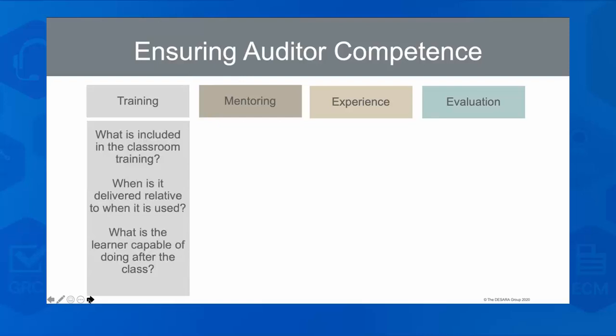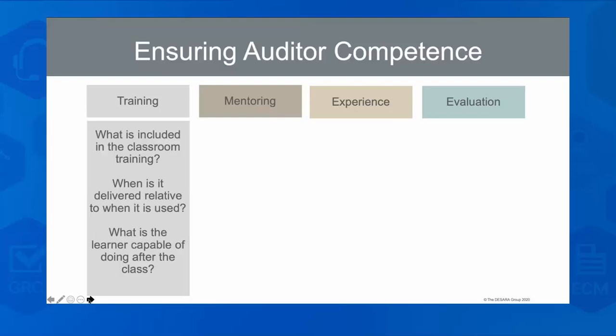For training, you should be looking at the training class. Is it extensive enough? And is it delivered right before the person has a chance to use it? Because if they go to a class and they're not assigned an audit for 6 months, it's unlikely they'll remember very much of it. So when DeSera teaches on-site training, we almost always, I don't know anybody who doesn't, have the lab on the other end of it.